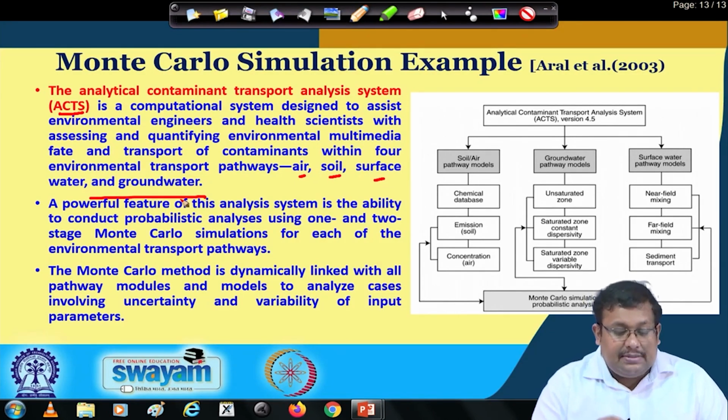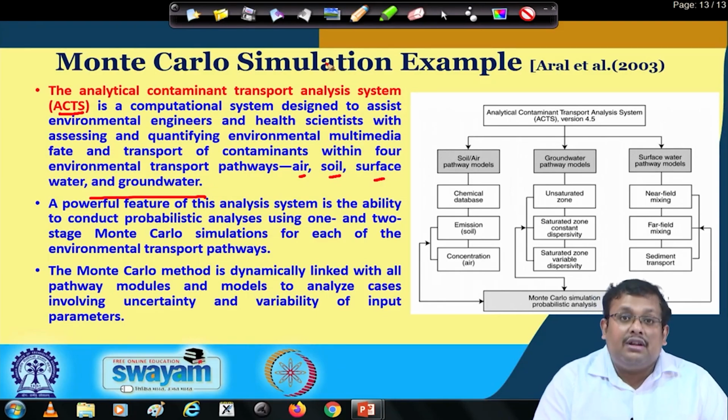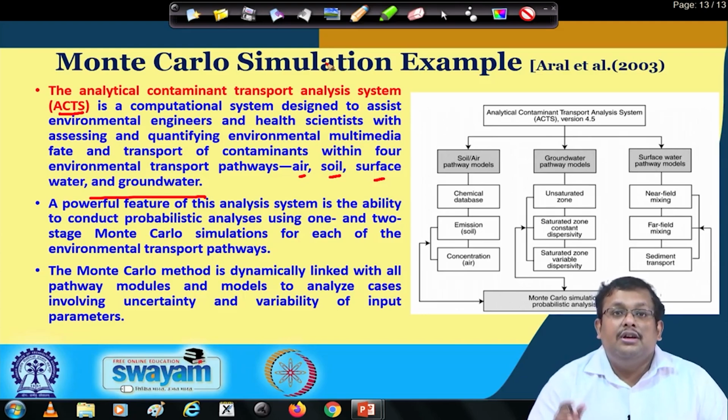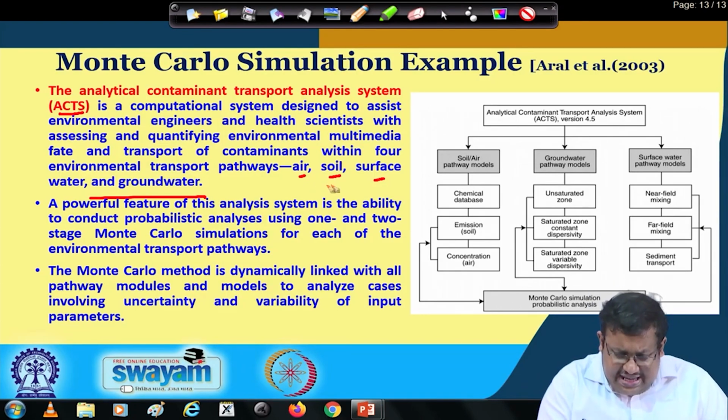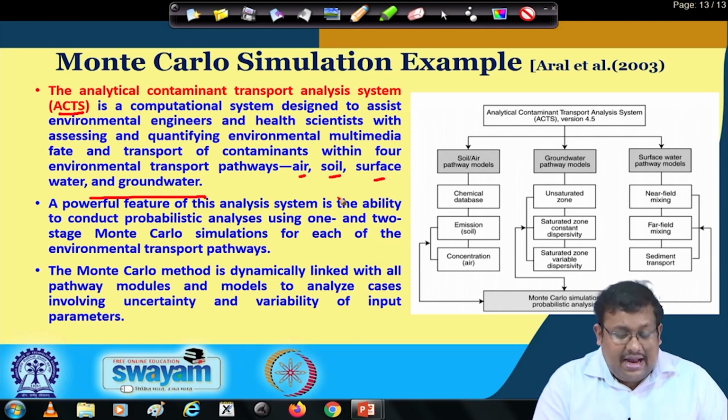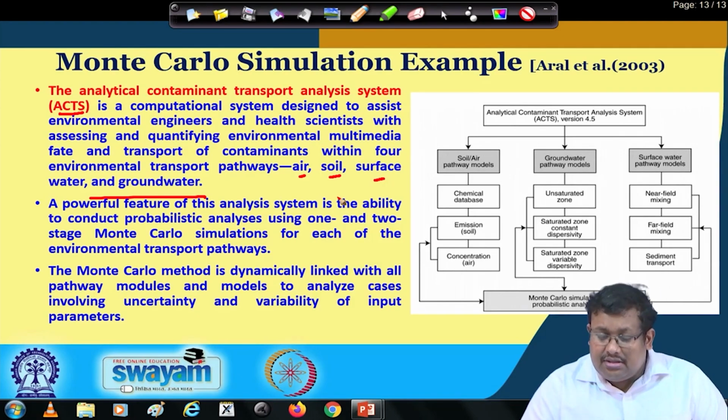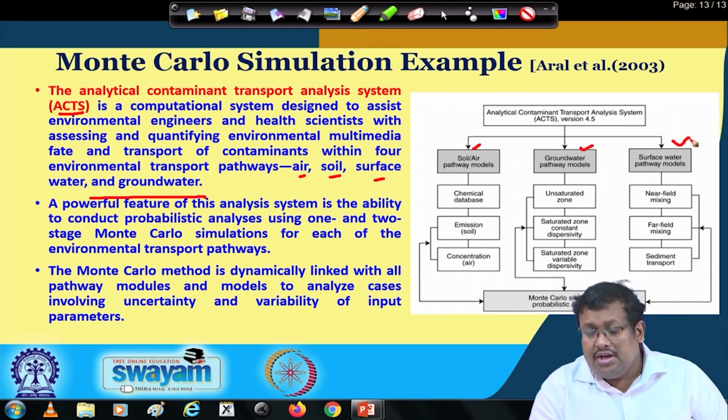So, ACTS is a computational system which assists environmental engineers and other scientists to quantify and assess the environmental multimedia fate and transport in 4 different transport pathways: air, soil, surface water and groundwater. This is a flow chart of the ACTS system. You can see that they have soil or air pathway models, groundwater pathway models and also surface water pathway models. So, 4 different transport pathways they have.